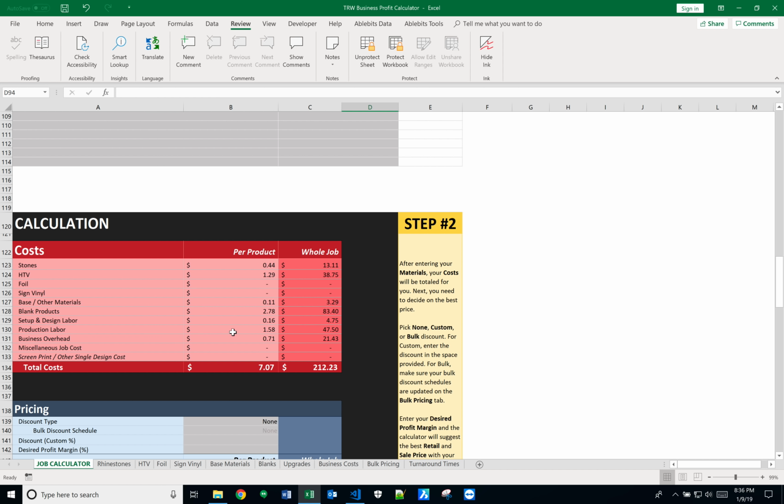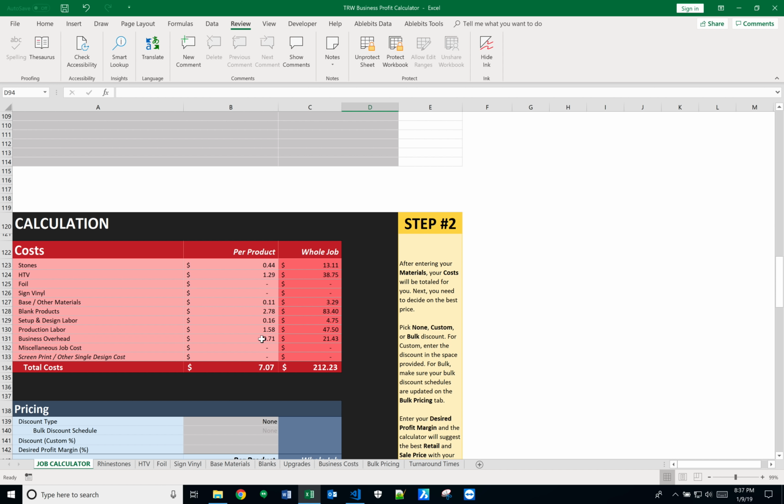Production labor. We said there was 10 minutes per shirt. So if you take the wages for production, that ends up being $1.58 per shirt. And then for the whole job, production labor ends up being $47.50. Again, this is very important information. Think about it. If you didn't account for your labor, that ends up being $50 that you did not account for in cost for this job between setup, design, and production. So that's very important.